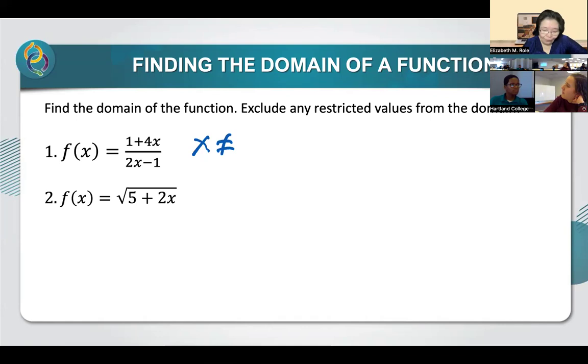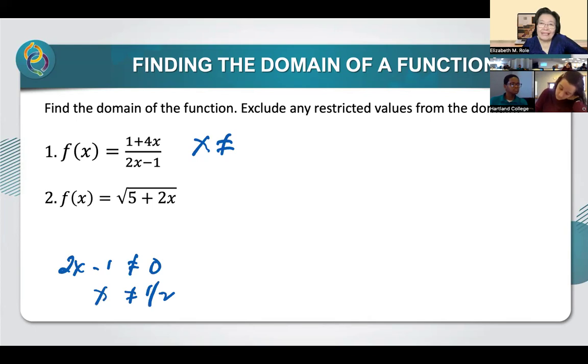1/2. All right. So you would say 2x minus 1 should not be equal to 0. That's actually the idea there. So that you now have x should not be equal to 1/2. Any real number will be acceptable except for x equal to 1/2. So how would you write that in interval notation?